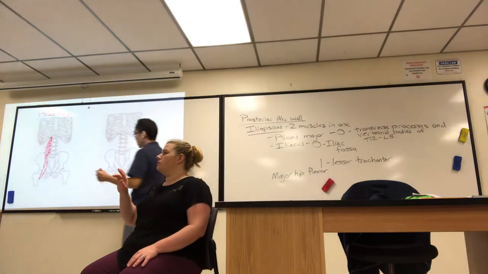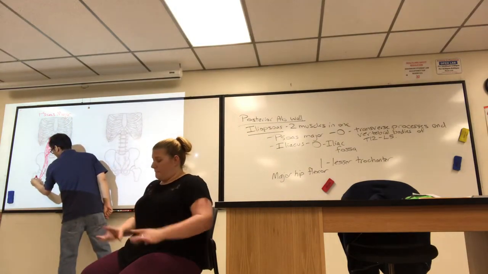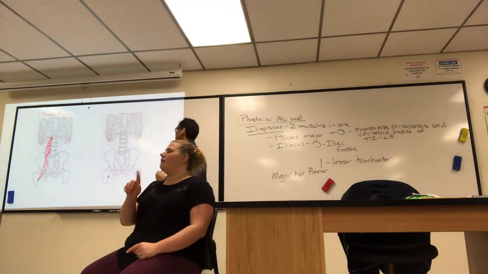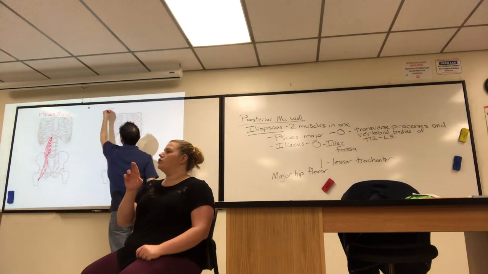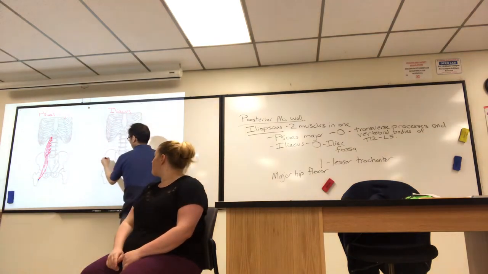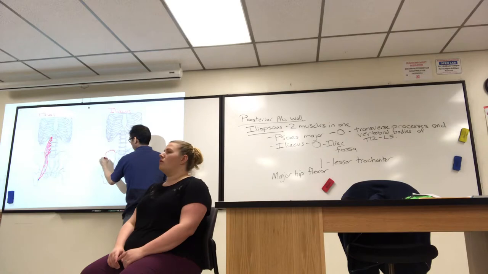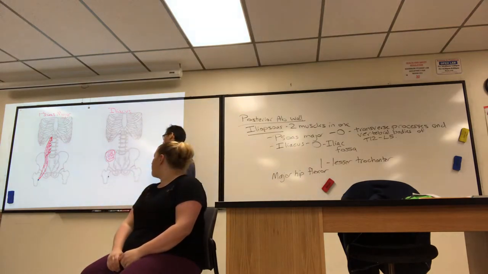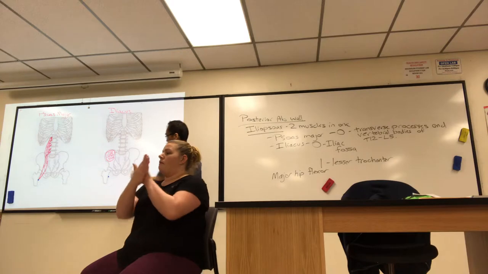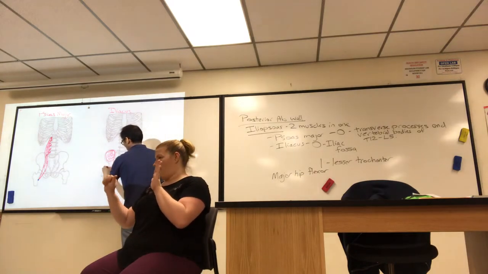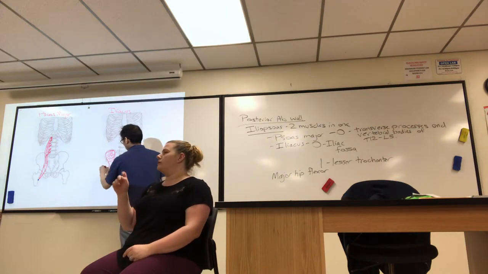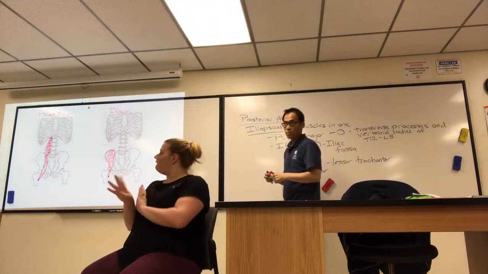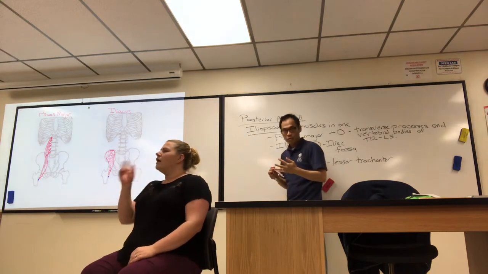It's inserting on this spot down here, the lesser trochanter. And the same thing for iliacus right here. It inserts on the lesser trochanter. It's going to originate on the iliac fossa all along here, pretty much. It's going to go from iliac fossa to lesser trochanter. So think of those as two muscles in one, the iliopsoas. So you have to kind of watch where I label it.